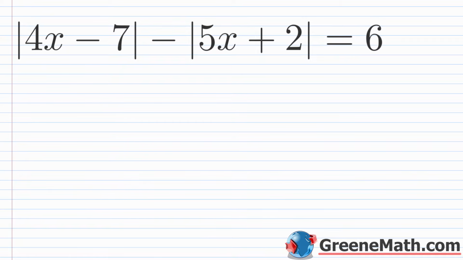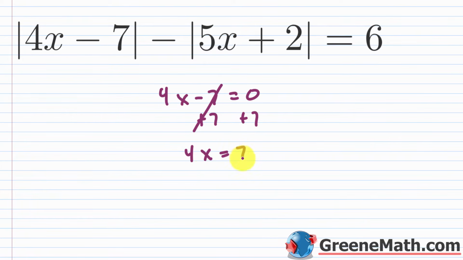So we spent a lot of time on the last example like this. So for this one, I'm going to go a lot faster. Again, the first thing I'm going to do is figure out where this is 0 and where this is 0, and then I'm going to set up intervals on my number line. So we're going to say 4x minus 7 is equal to 0. We'll add 7 to both sides. We'll cancel this away and say 4x is equal to 7. Divide both sides by 4. And we'll get x is equal to 7/4.